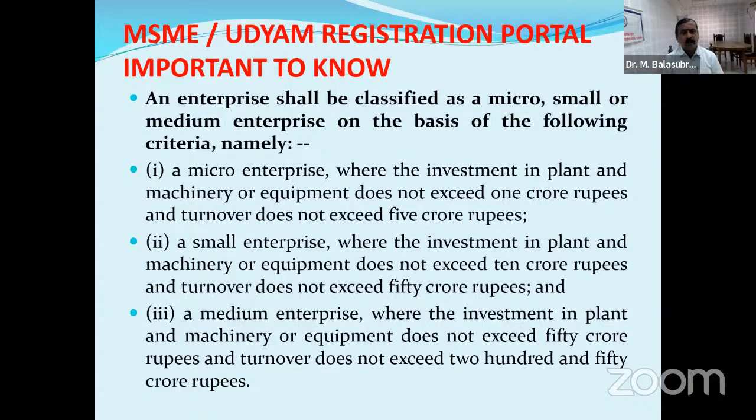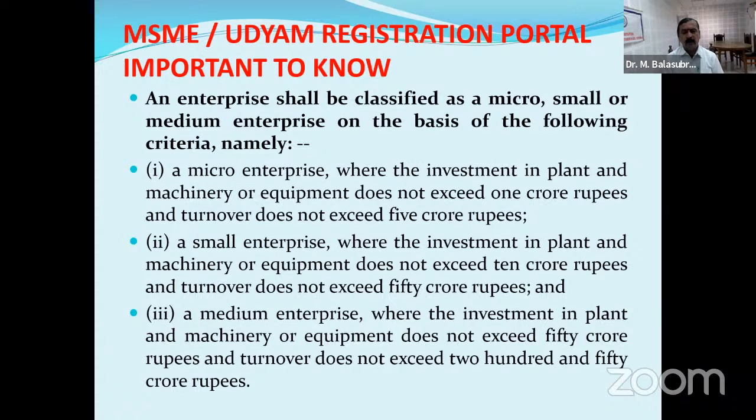MSME Udyam registration portal. Important things to know: enterprises shall be classified as micro, small, and medium enterprises on the following criteria. Micro enterprise, where the investment in plant and machinery or equipment does not exceed 1 crore rupees and turnover does not exceed 5 crores. Small enterprises, where the investment does not exceed 10 crore rupees and turnover does not exceed 50 crores. Medium enterprises, where the investment in plant and machinery or equipment does not exceed 50 crore rupees and turnover does not exceed 200 crores.